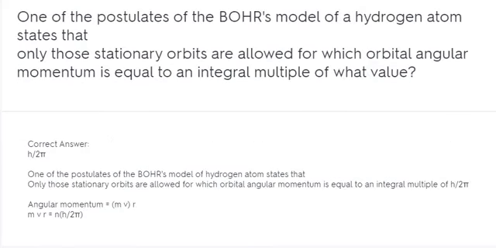One of the postulates of Bohr's model of a hydrogen atom states that only those stationary orbits are allowed for which orbital angular momentum is equal to an integral multiple of what value? Correct answer: h/2π. One of the postulates of Bohr's model of the hydrogen atom states that only those stationary orbits are allowed for which orbital angular momentum is equal to an integral multiple of h/2π. Angular momentum equals mvr equals nh/2π.